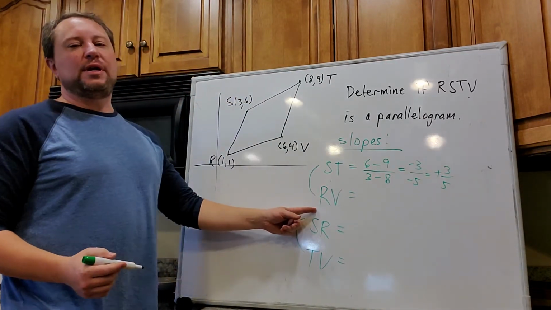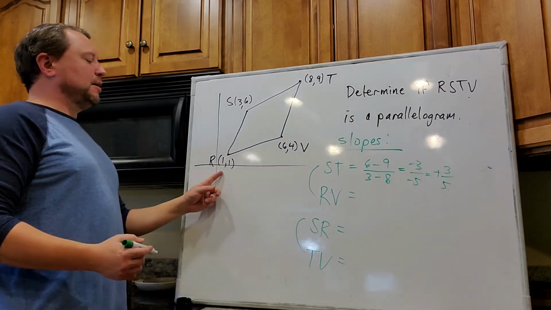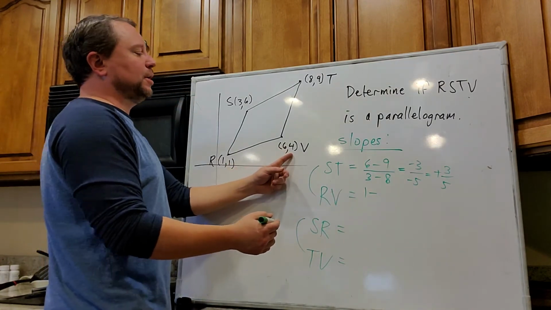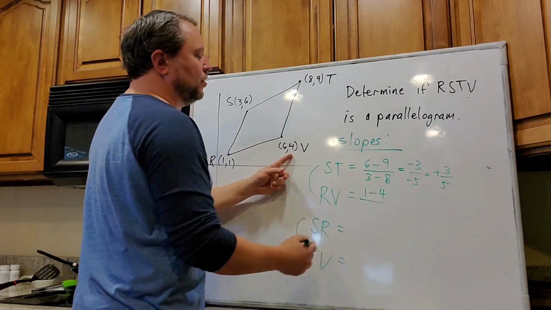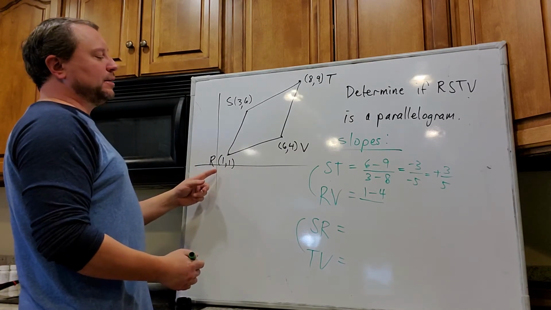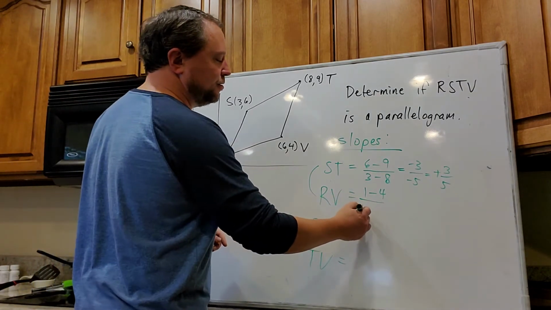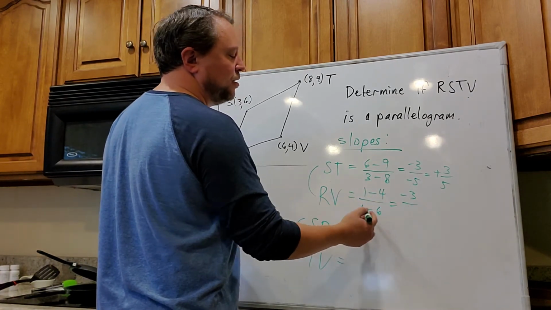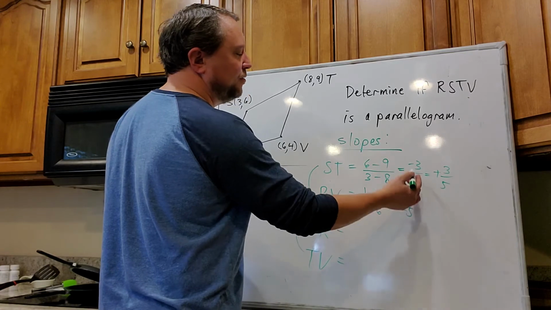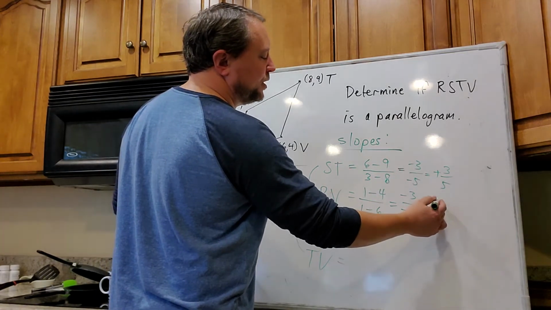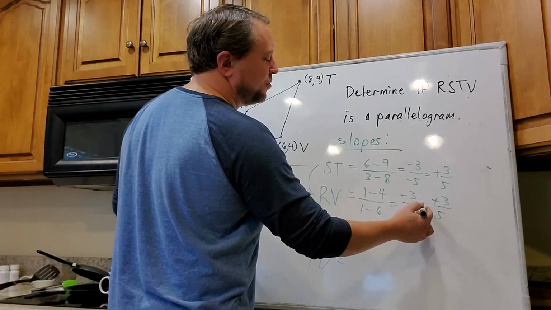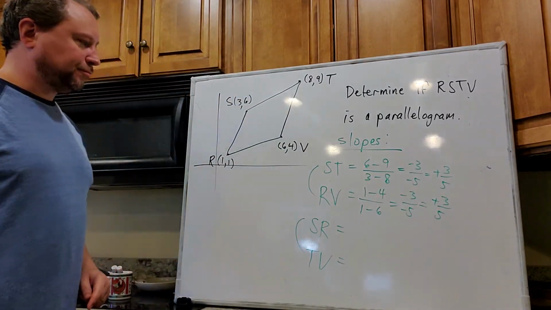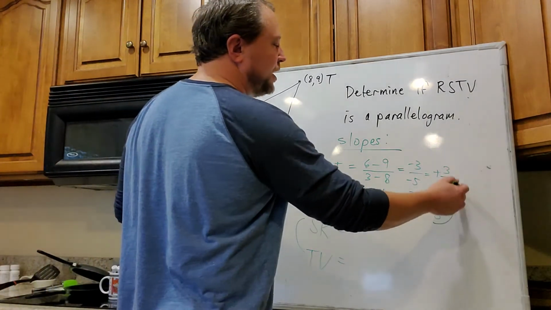Okay, let's go ahead and do RV and see if we get the same. So down here, your y value is a 1. We're going to subtract it from the other y value over here, 4. And on bottom, do the x values, 1 minus 6. Well, 1 minus 4 is -3. 1 minus 6 is -5. Just like above, you'll notice we get the same answer, positive 3/5, because a negative divided by a negative is a positive. All right, so we got a match there.